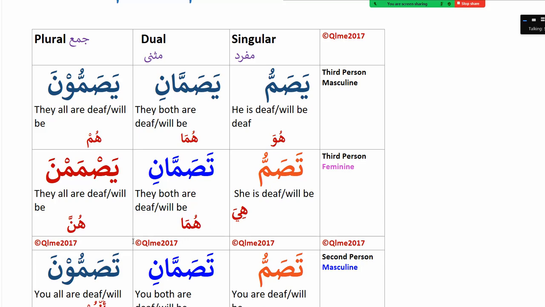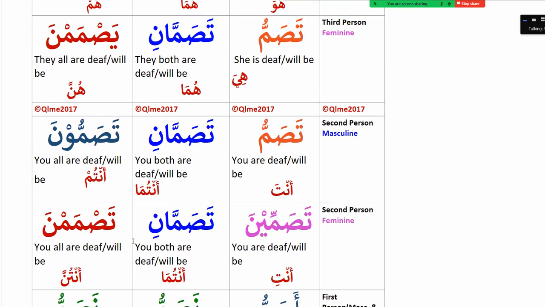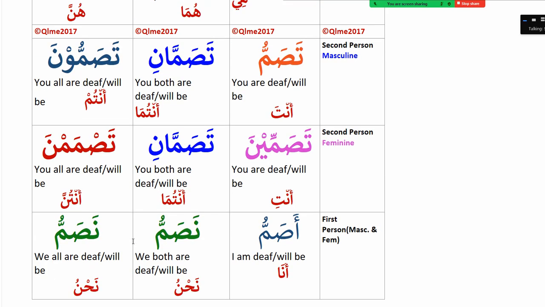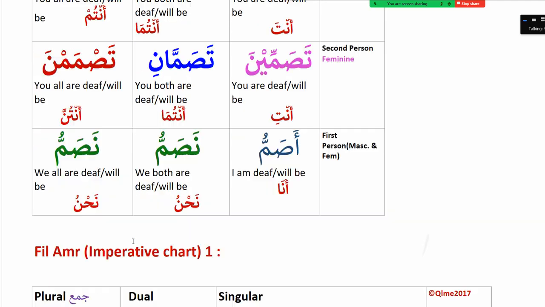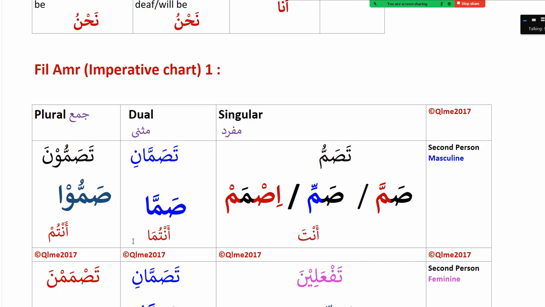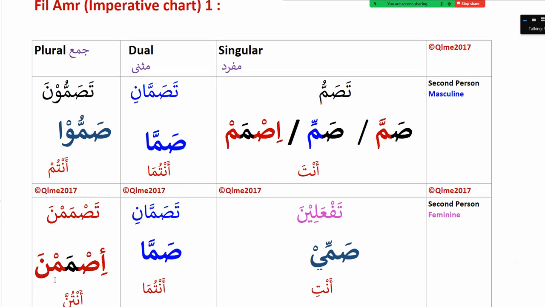Tasammu, tasammani, yasmamna. Tasammu, tasammani, tasammuna. Tasammina, tasammani, tasmamna. Asammu, nasammu. And the amr is samma or sammi or ismam. Samma and sammu. Sammi, samma, ismamna.